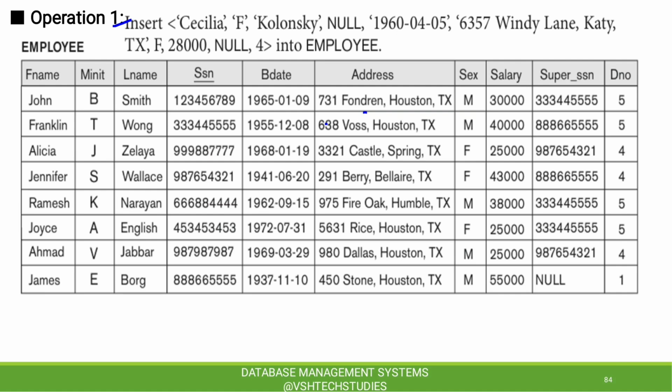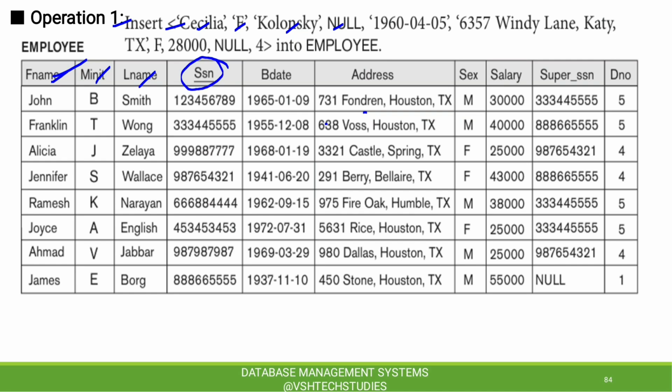This insert operation is done on the employee relation. This is the employee relation. There we have 10 attributes, that is F name, M init, L name, SSN, B date, address, gender, salary, super SSN and DNO. Here values are specified for insertion and they have to be in the same order as the attributes. The first one belongs to Cecilia, the second one belongs to M init, the third one belongs to L name, the fourth one, that is a null value, belongs to SSN.